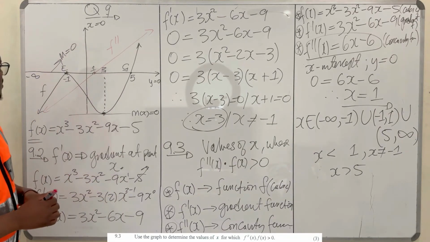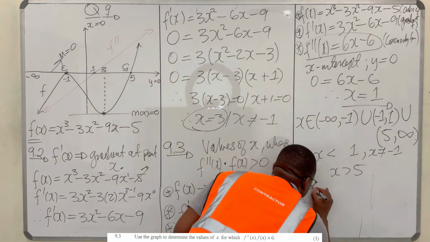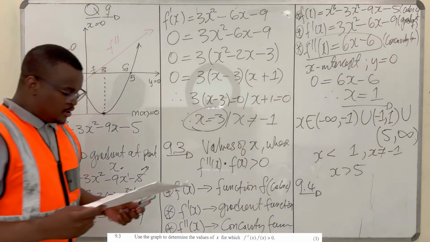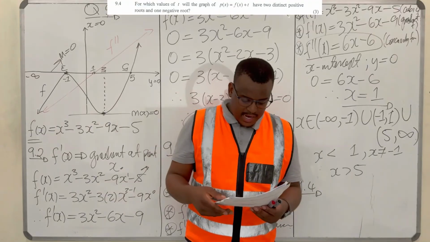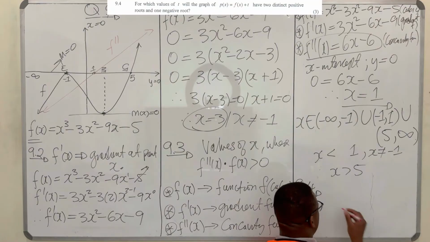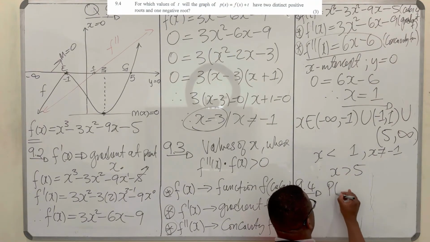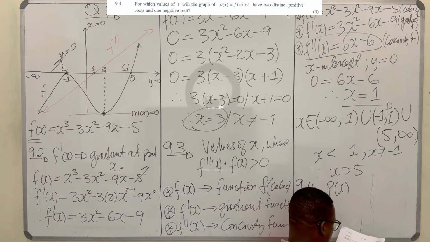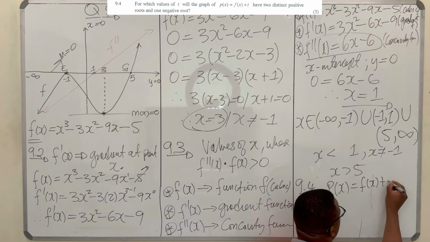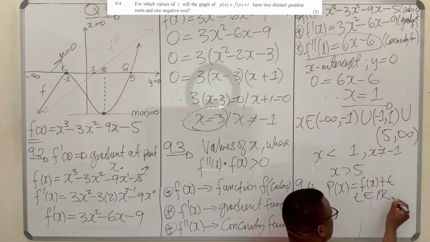So I'll quickly do the last question, which is 9.4. It will be easy, this one. So let's do 9.4, and we'll be done with this question. What are they saying at 9.4? At 9.4, you are given a function p of x to be f of x plus t, right? I'll say your t is a real number to avoid confusion.